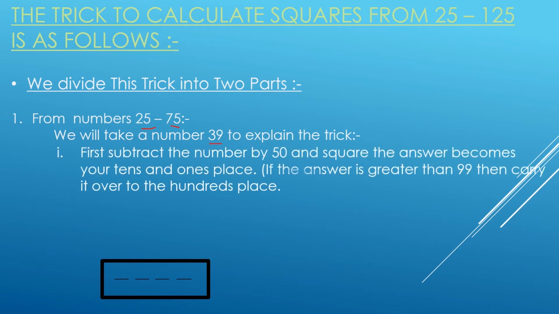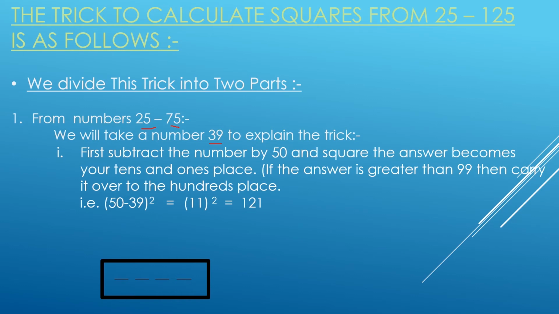So the first step is you subtract the number from 50 and square it. The answer becomes your tens place and ones place respectively. If the answer is greater than 99, then carry it over to the hundreds place. So now let us explain this step using the example of 39.